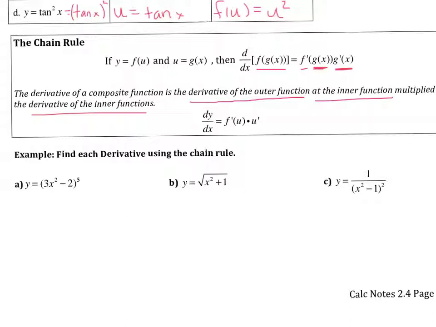So what we're going to do, this is just another little way of saying it, it's a little bit easier of a way. So the derivative is equal to f prime of u times u prime. So let's use this one down below because it makes it a little bit easier because we're going to be writing everything as u.